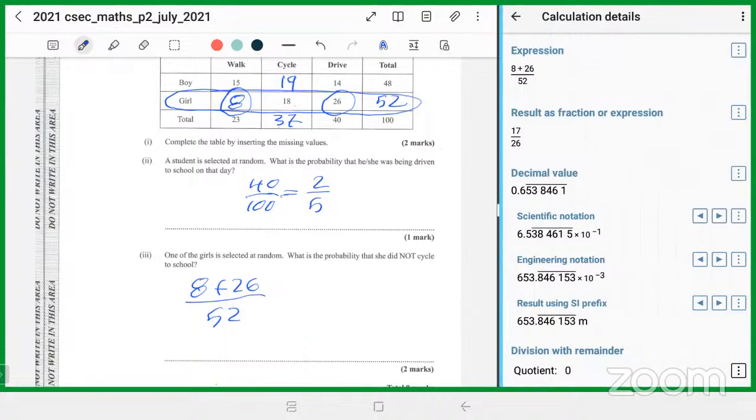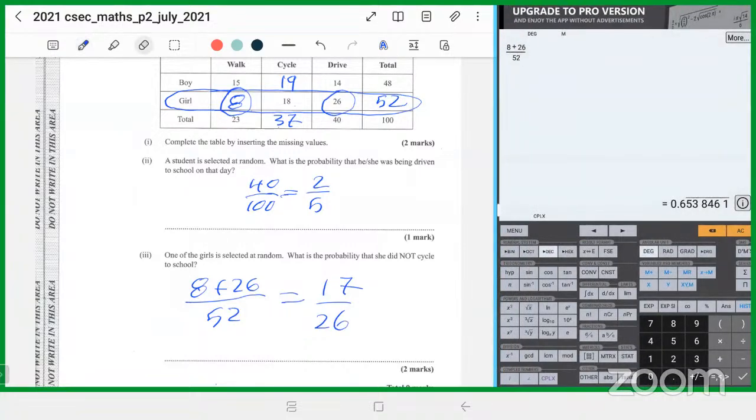See it as a fraction. This is it, 17 over 26. This becomes 17 over 26. That's the probability of getting a girl who does not cycle. And if you don't cycle, it means that you walk or drive. That's the answer. All right.